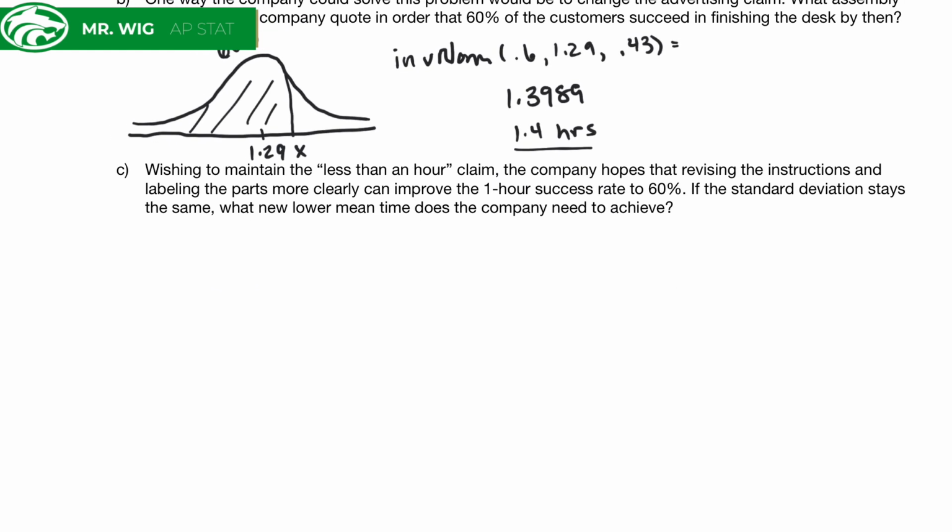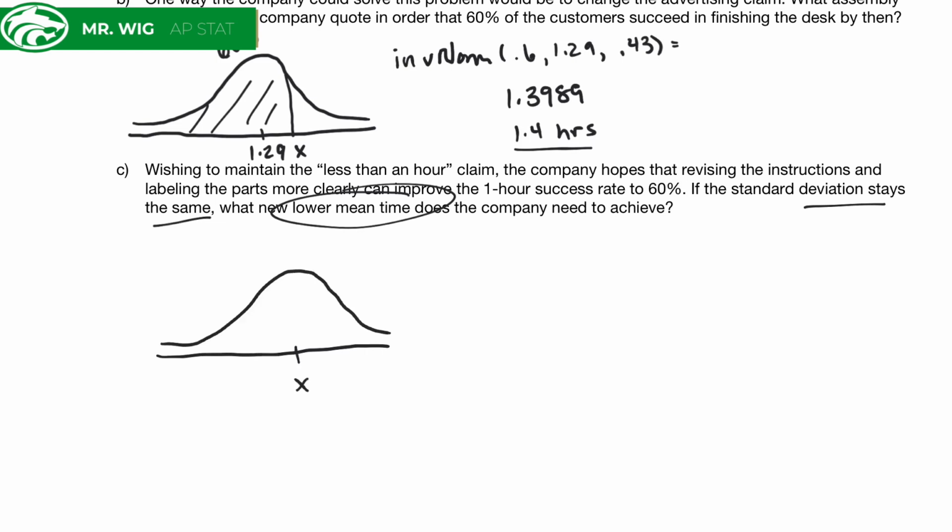In this part of it, it says, wishing to maintain the less than an hour claim, the company hopes to revise the instructions, labeling the parts more clearly, to improve the 1 hour success rate to 60%. If the standard deviation stays the same, okay, we need to get a lower mean value. So here we're looking to find X bar, or the mean of this situation, right? So here, I don't know what that is, right?